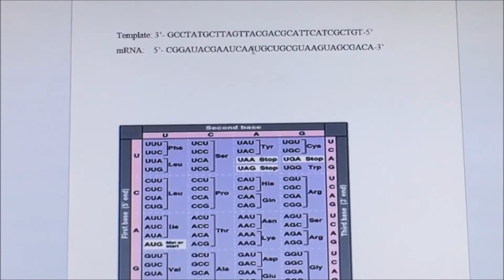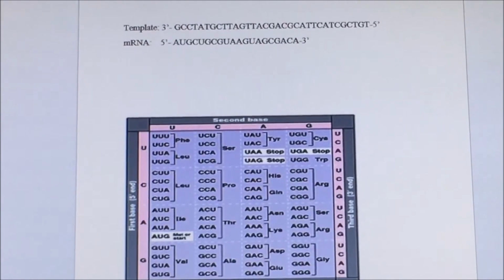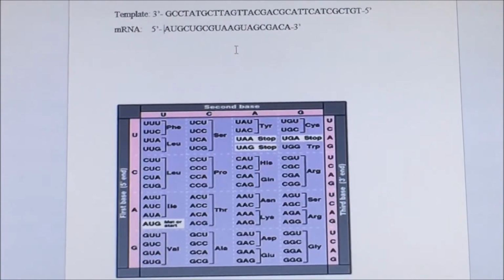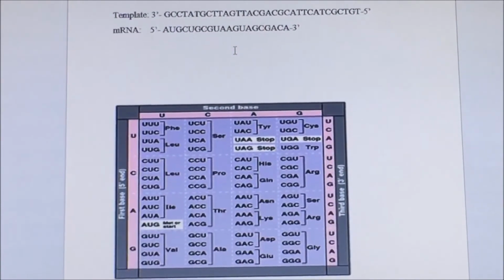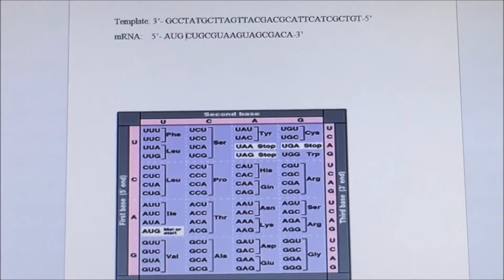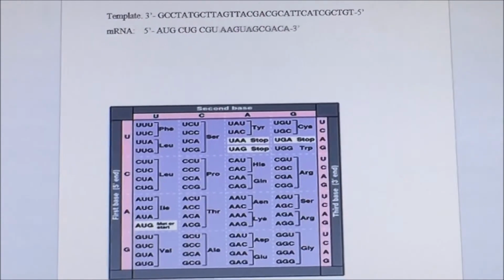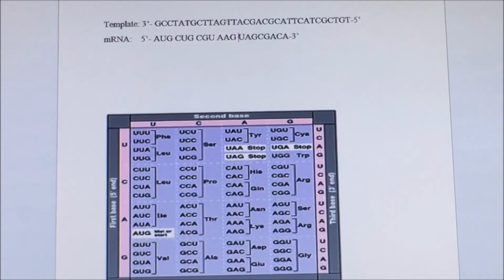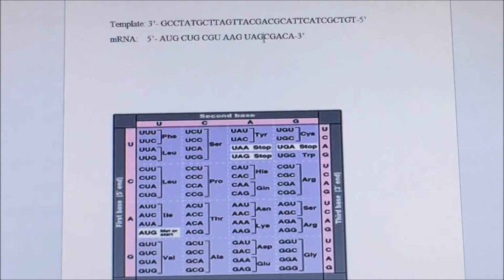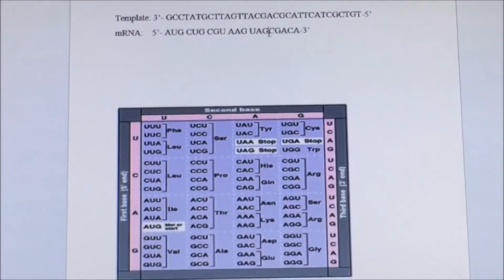Here it is. That means everything before the start codon can just vanish because it won't be part of the protein sequence. Now that we have our start codon, let's divide the rest of this mRNA sequence into codons, which contain 3 base pairs each. So AUG is our first codon, CUG is our second, CGU is our third, AAG is our fourth, UAG is also our stop codon. Therefore, it's not going to code for a protein or an amino acid.